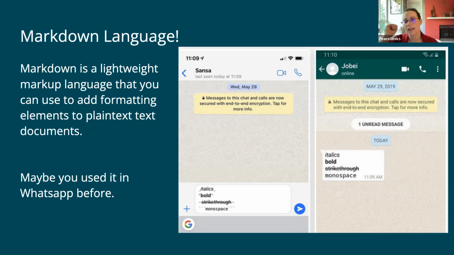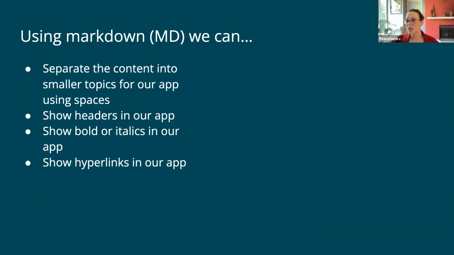It's not very complicated. It's a really easy language to translate to HTML. And even if you've never used it before, it's very easy to learn. So using Markdown, we can do a lot of things like separate the content into smaller topics for our app by using spaces. We can show headers in the app, which is very important to organize the information. We can show bold or italics and show hyperlinks.